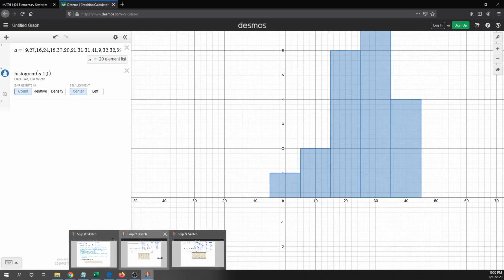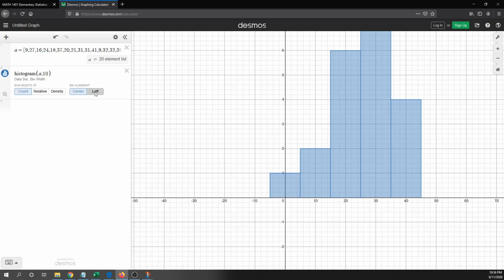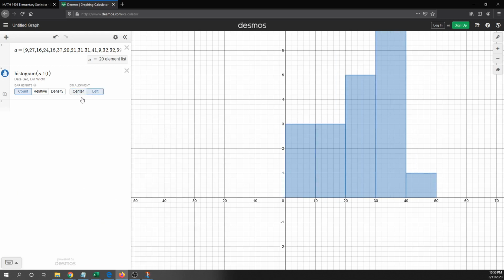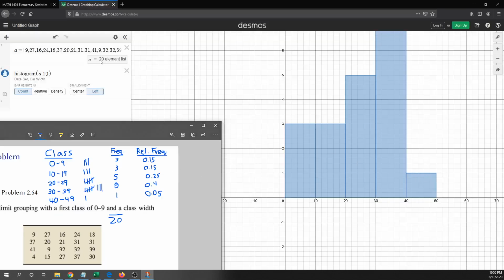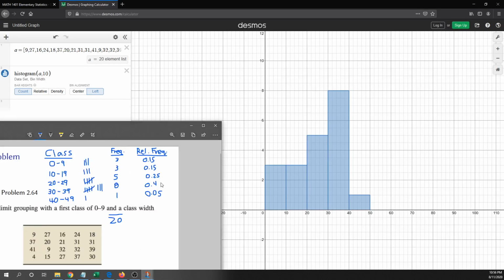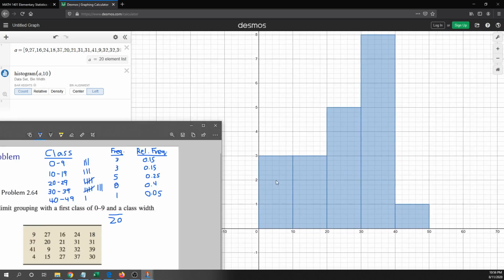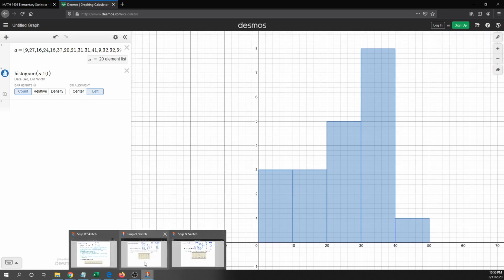The way we have our classes, 0 to 9, we were grouping on the left one right here. So if you hit left, it should look exactly the same as ours. Let me zoom fit it again. Keep having to do that. All right, and so that should be about exactly how we want it.